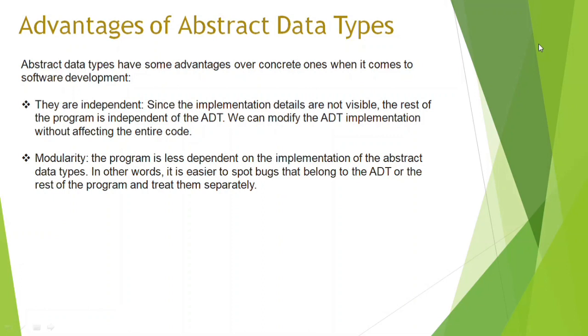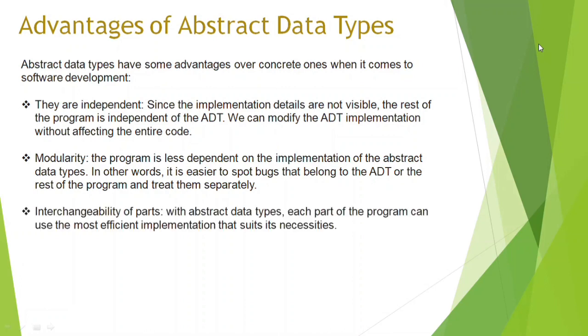The second point is modularity. The program is less dependent on the implementation of abstract data types. In other words, it is easier to spot bugs that belong to the ADT or the rest of the program and treat them separately. The next one is interchangeability of parts with abstract data types. Each part of the program can use the most efficient implementation that suits its necessities.